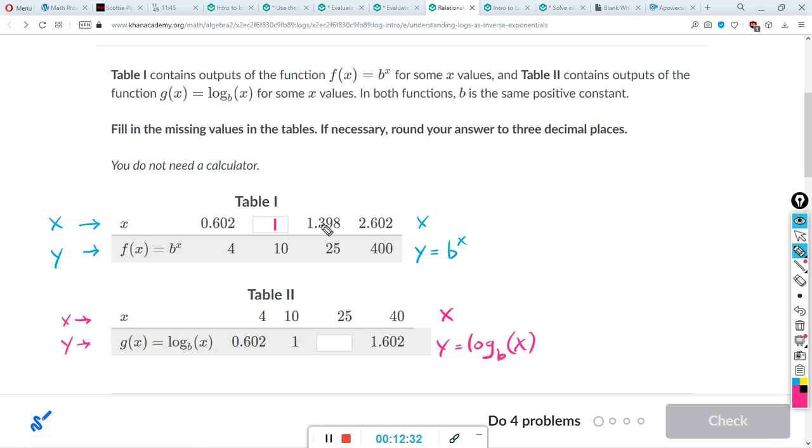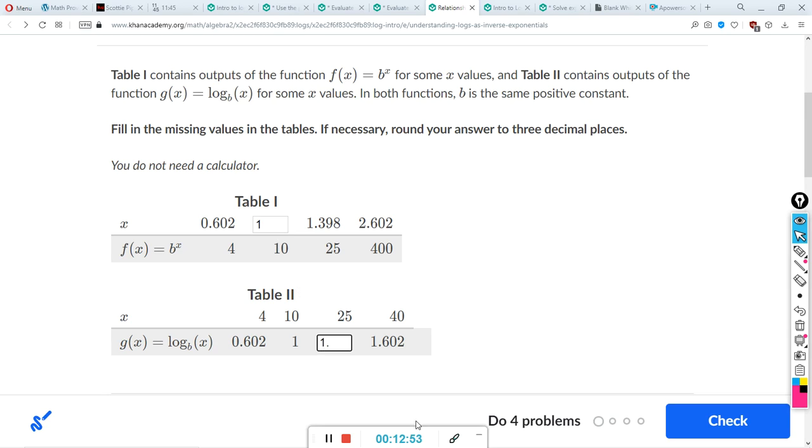And then for 25, they use 1.398. So over here, it's just going to be 1.398. Okay, and you just type that in the box. It's very easy. So this is 1, and this is 1.398.